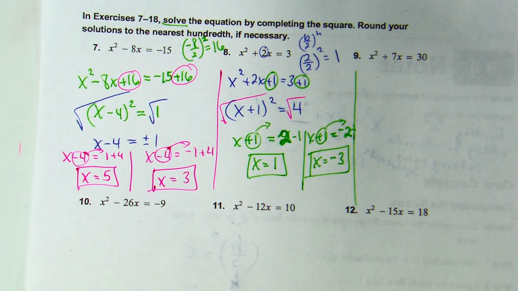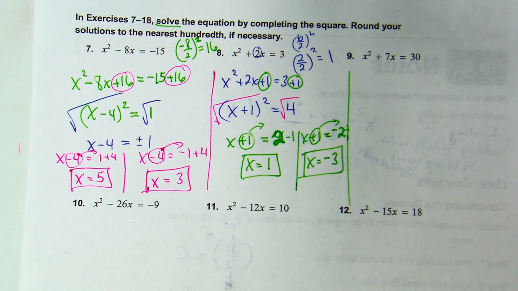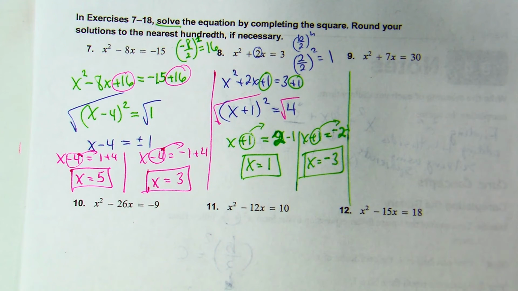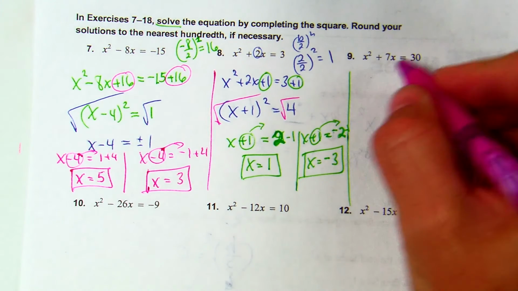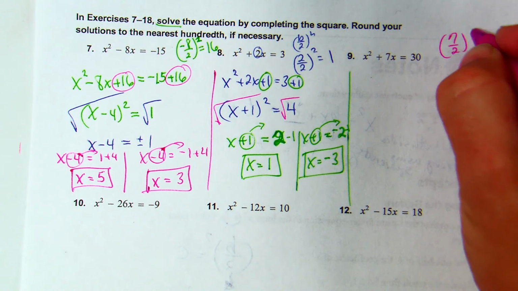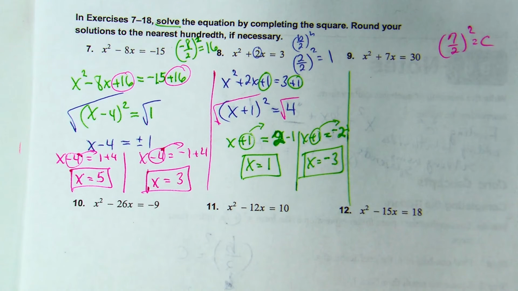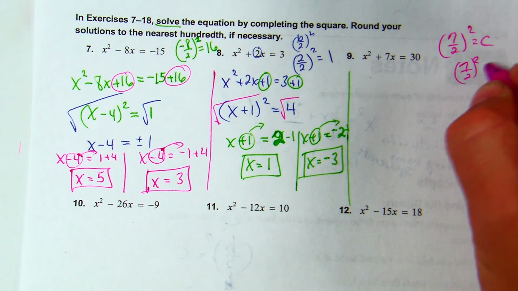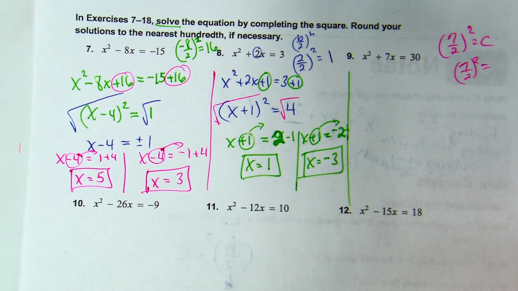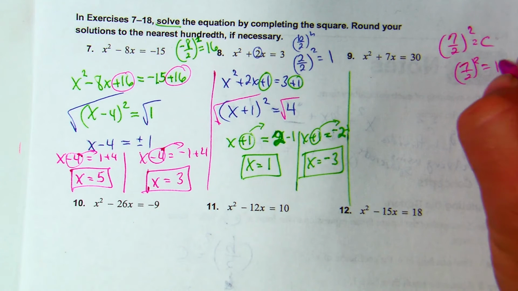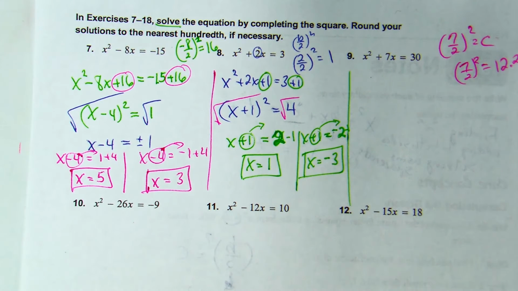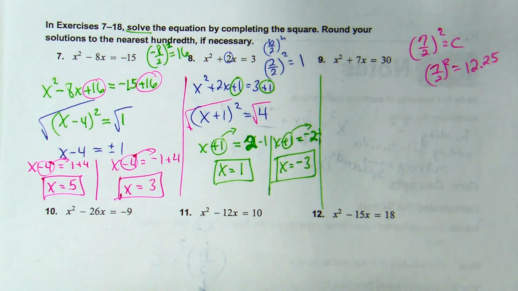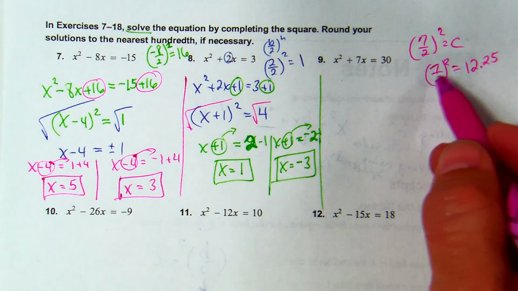All right, let's look at number 9. This is going to be one that doesn't come out to be a perfect number because it's going to be in decimal form. All right, so we're going to have 7 divided by 2 squared is going to give us our c term, right? What is that going to equal? It's 3.5 squared, so that's going to be 12.25. Right, we did that one on the previous page, we had one just like this.